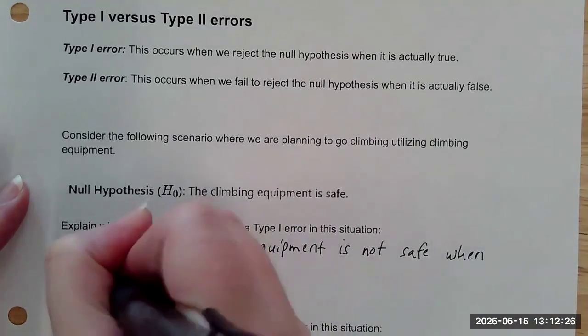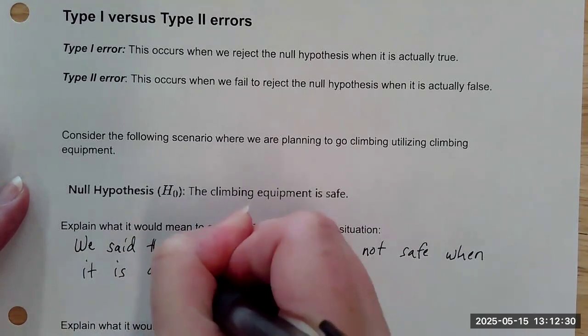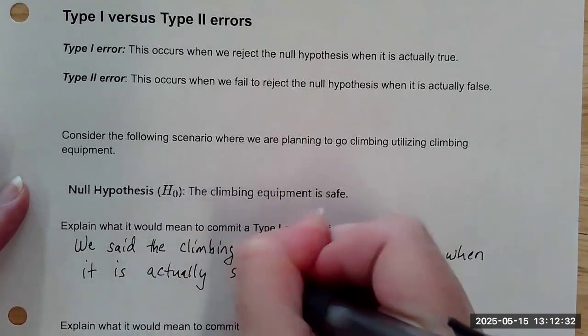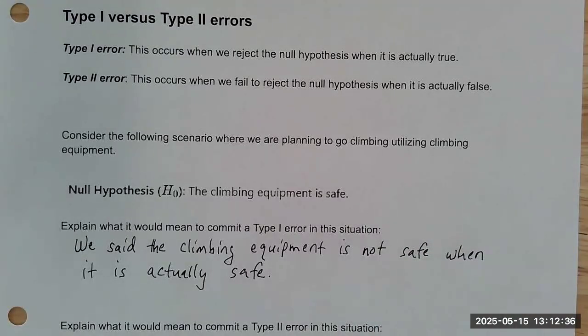When it's actually safe. Is that a particularly big deal? So you go over to the ARC and somebody is looking at the climbing equipment and they go, no, it's not safe. Turns out you would have been fine. Nothing would have happened to you. But they decide not to let you climb because they decided it wasn't safe, even though it actually was.